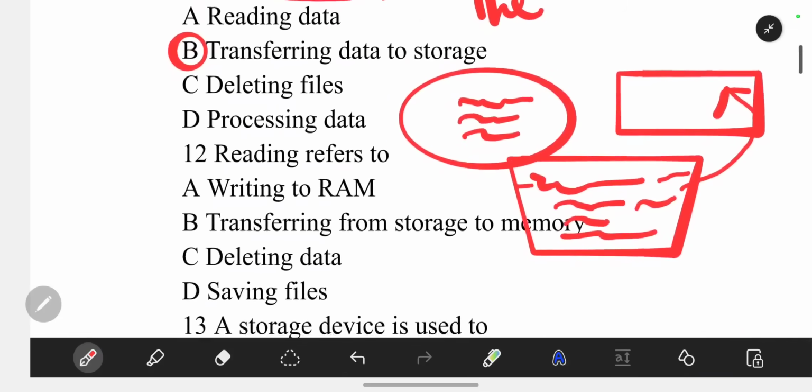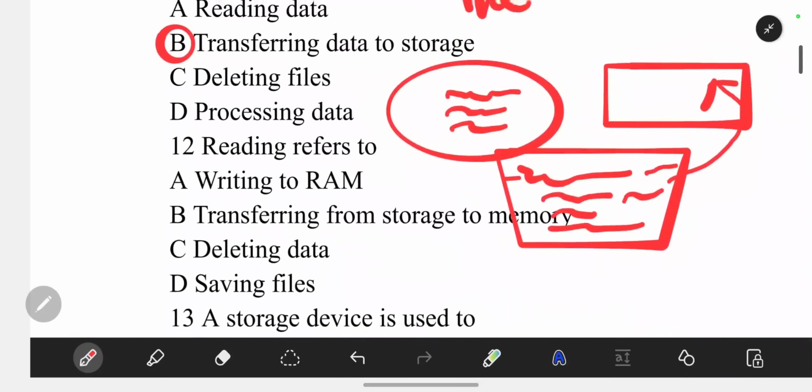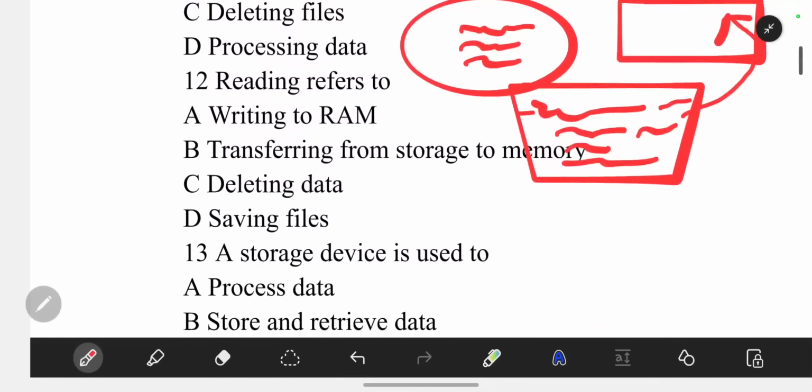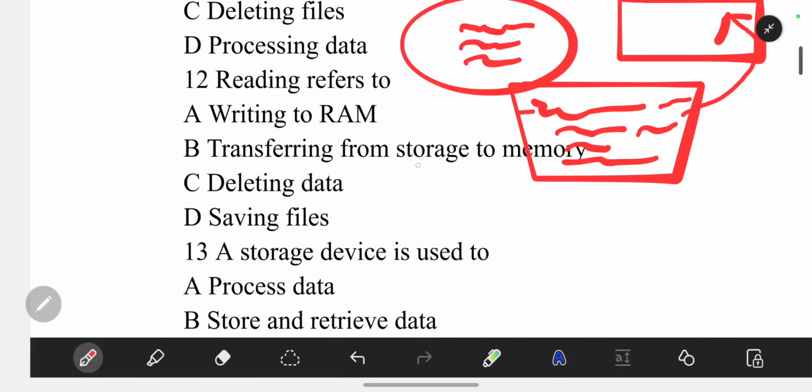Then when we look at reading, it simply means you are transferring data from storage to memory. So reading is transferring data from storage to memory.